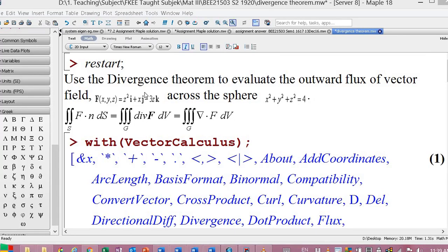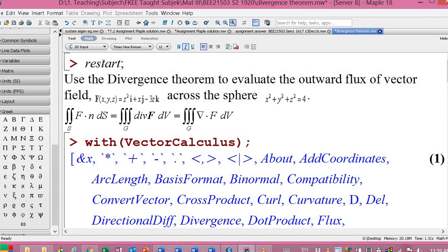Today I'm going to show how to evaluate the flux integral using the divergence theorem in Maple software. As usual, we press restart to clear the previous memory.